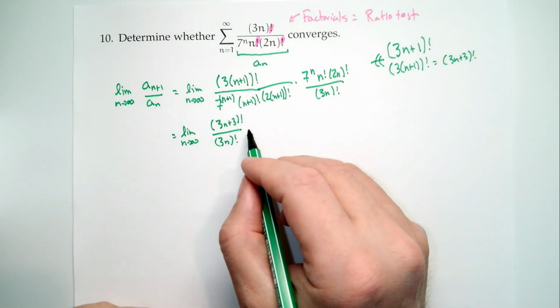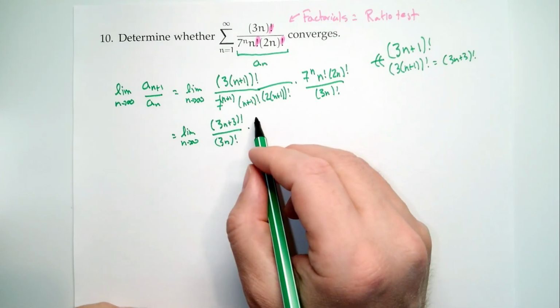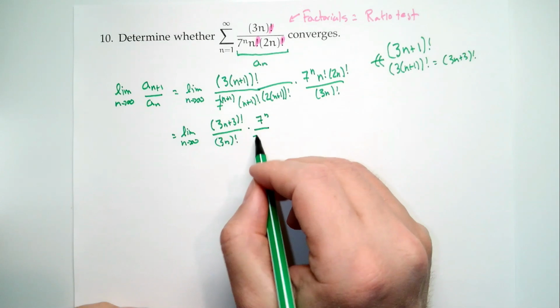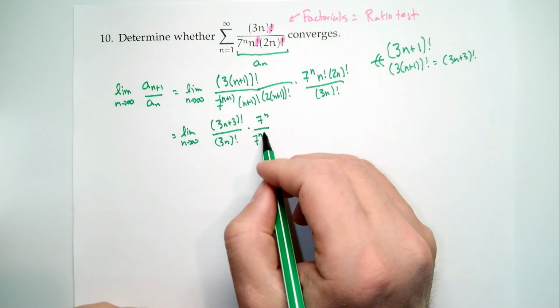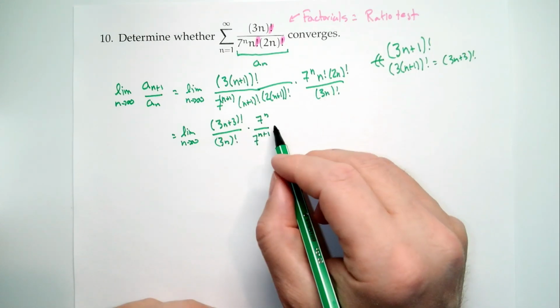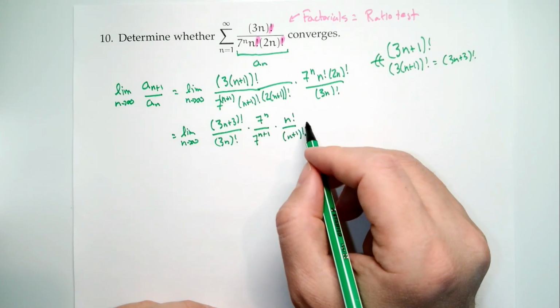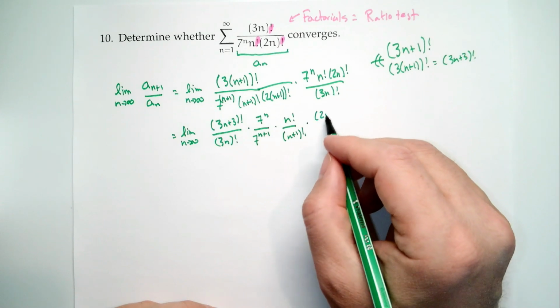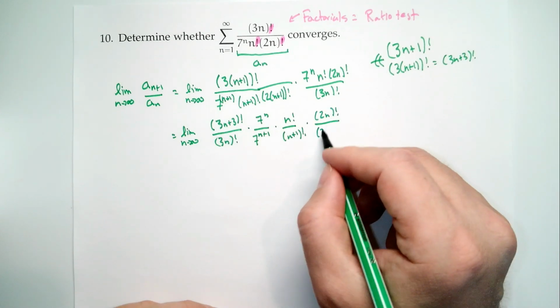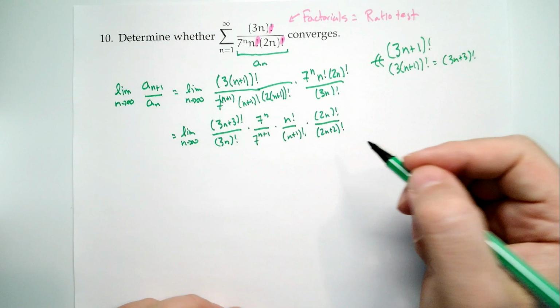And then let's see, our next term here. Well, there's a 7 to the n downstairs, 7 to the n plus 1. N factorial, downstairs, (n+1) factorial. Then upstairs, we have a (2n) factorial. Downstairs, a (2n+2) factorial.